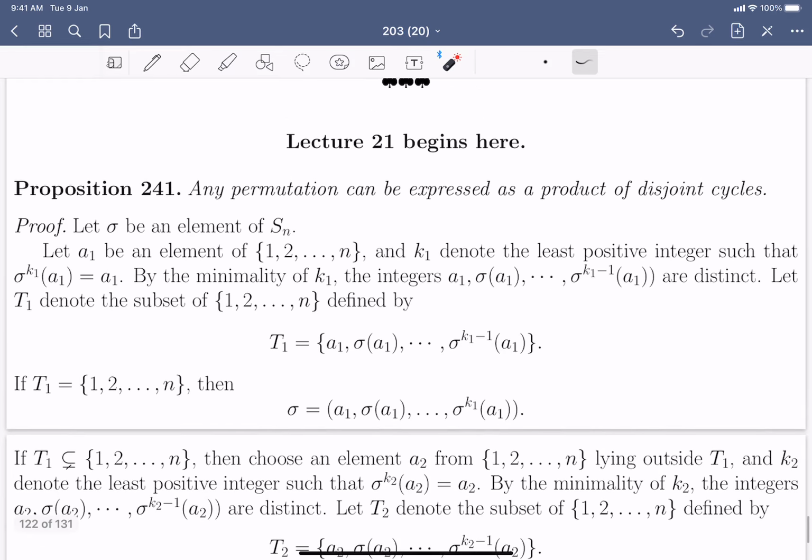So we start with an element a1 of the set 1 up to n. It could have been 1 for sure. Let's start with a1, and let k1 denote the least positive integer such that applying sigma to a1 k1 many times gives you a1 back.